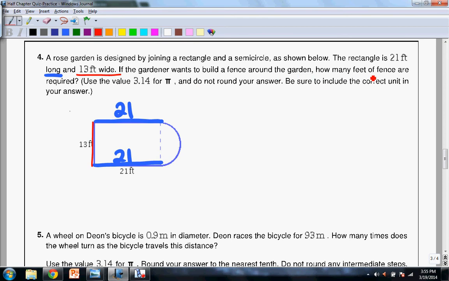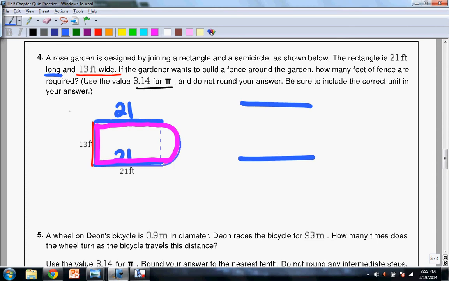If the gardener wants to build a fence around the garden, how many feet of fencing are required? We're going to use 3.14 for pi. So our fence is going to go along the whole inside here. So let's just trace it. Let's look at the pieces of the fence that we already have. We already have the 21 and the 21. Do you see that? 21 feet. 21 feet. We even have the 13 here.